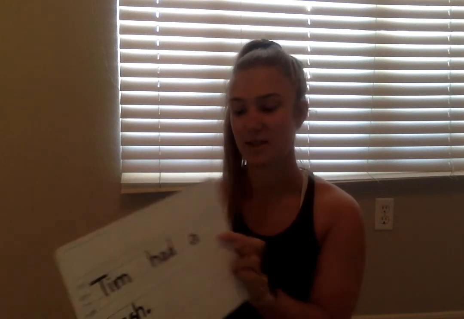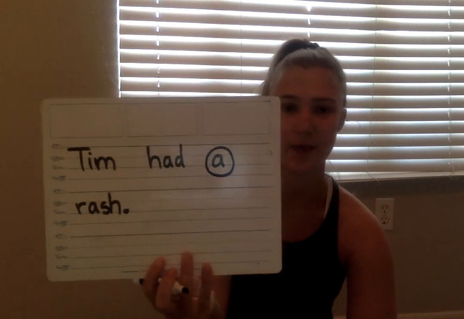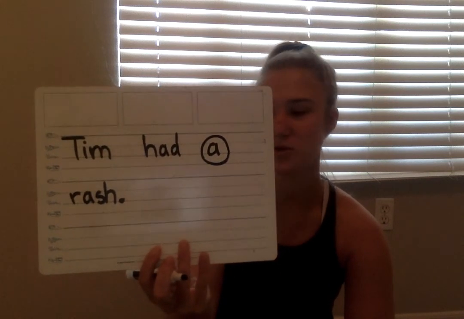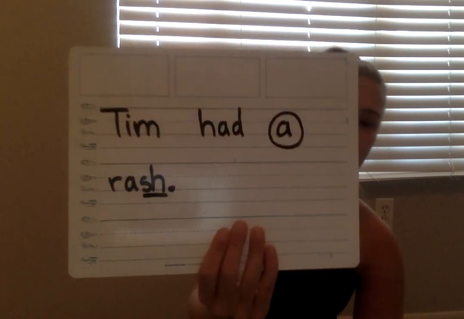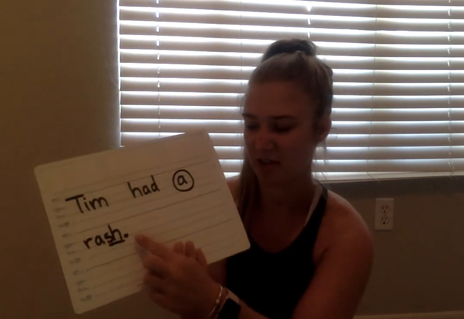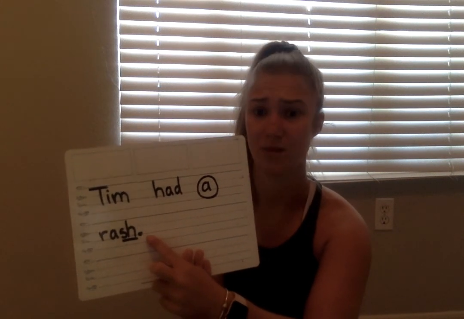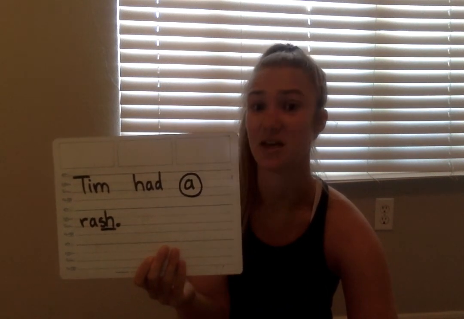I want you to find a trick word, one of your sight words in here that we've learned. So I found a, because that's a tricky word, because you cannot sound that one out. Now I want you to underline the digraphs. So underline the digraphs. Good. And this time, did I put another question mark? No, because I'm not asking a question. I'm saying something. I'm saying Tim had a rash. That means he had it. I'm not asking if he did.